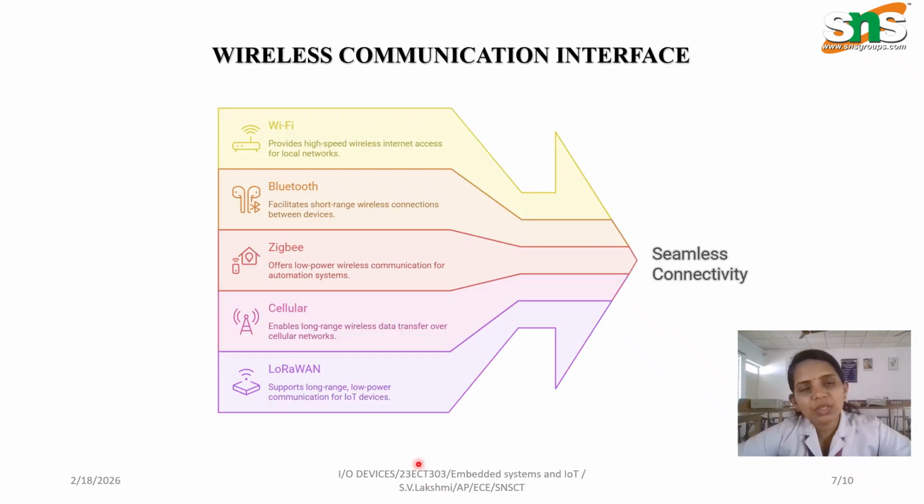Talking about the wireless communication interfaces, we have Wi-Fi, Bluetooth, Zigbee, cellular, and LoRaWAN. Wi-Fi provides high-speed wireless internet access for local networks, and Bluetooth is a short-range wireless communication protocol. Zigbee is a low power communication protocol. In cellular communication, we can talk about the mobile communications starting from 2G, 3G, and now we are in 6G. LoRaWAN is a long range communication protocol for IoT devices.